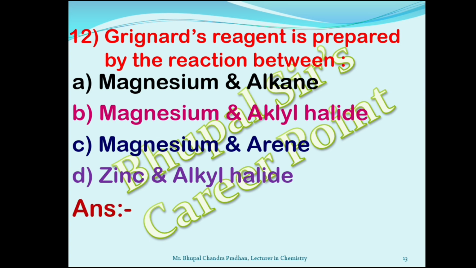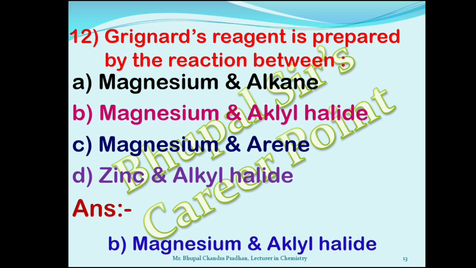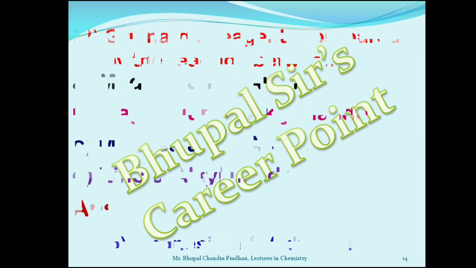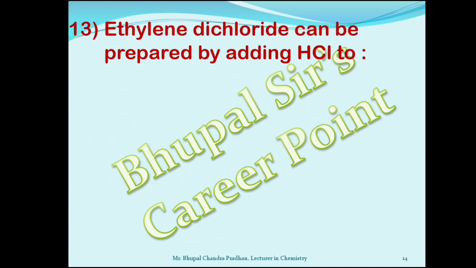Grignard's reagent, RMgX, alkyl magnesium halide, is formed when an alkyl halide reacts with magnesium metal in the presence of dry ether. So option B is the correct answer. Thanks to the students who gave the answer option B. Let us come to the next question, that is question number 13.